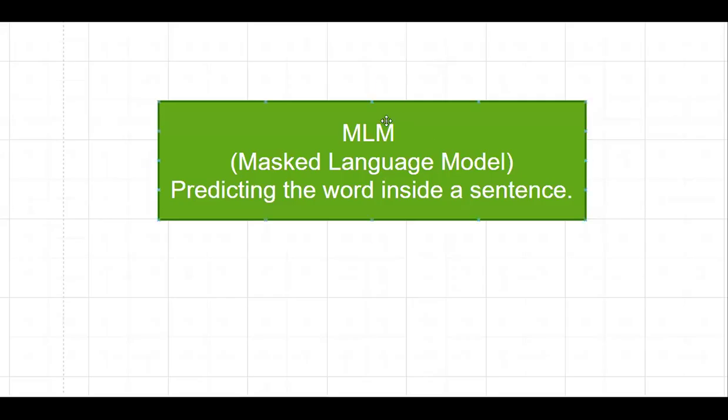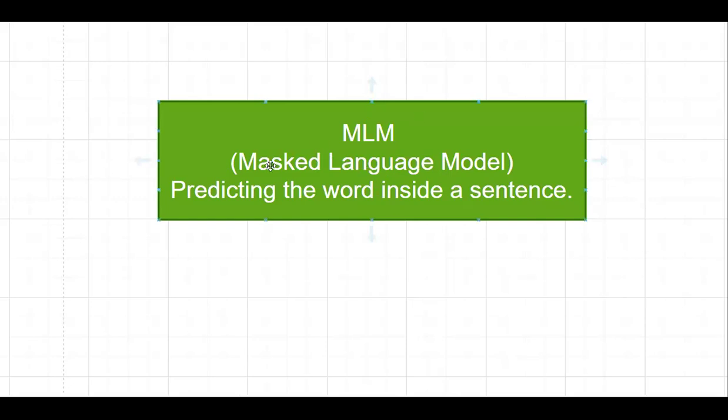Hello guys, welcome back. In this video, let us observe and analyze MLM, that is nothing but masked language model. Or you can say, if I give a sentence to my model, then my model needs to predict the word. So what is masked? Our model needs to predict the word that is not given inside the sentence.